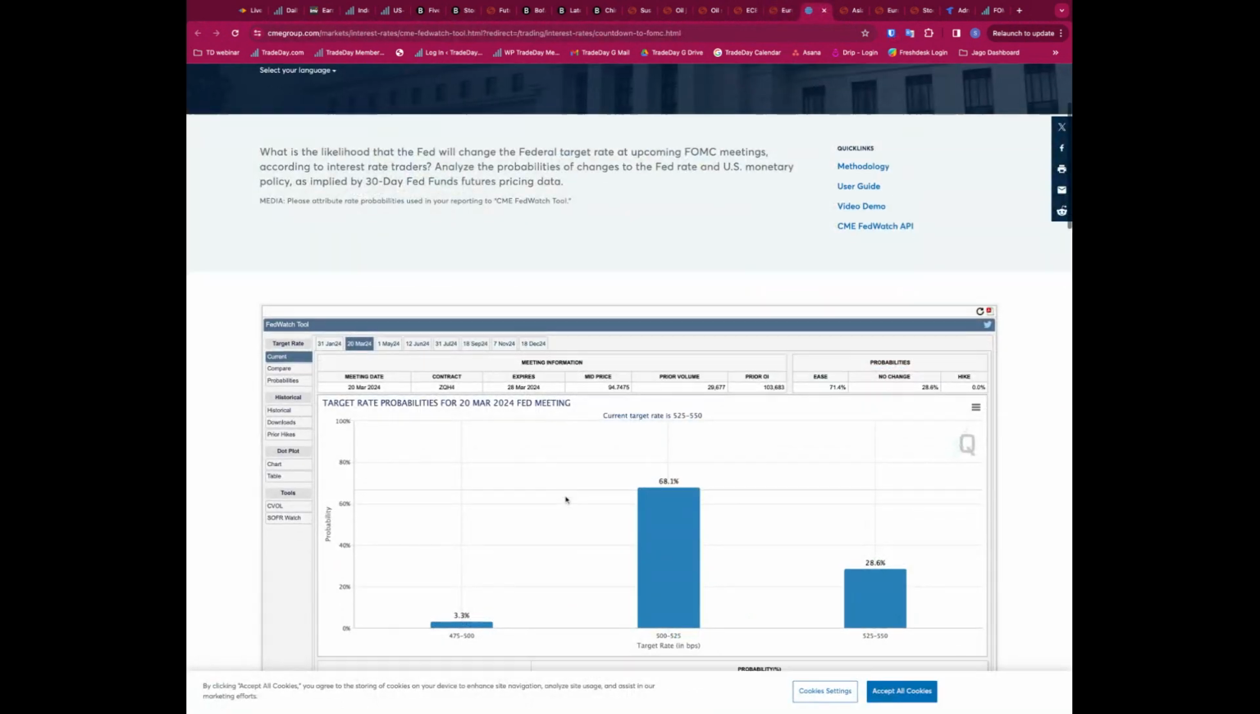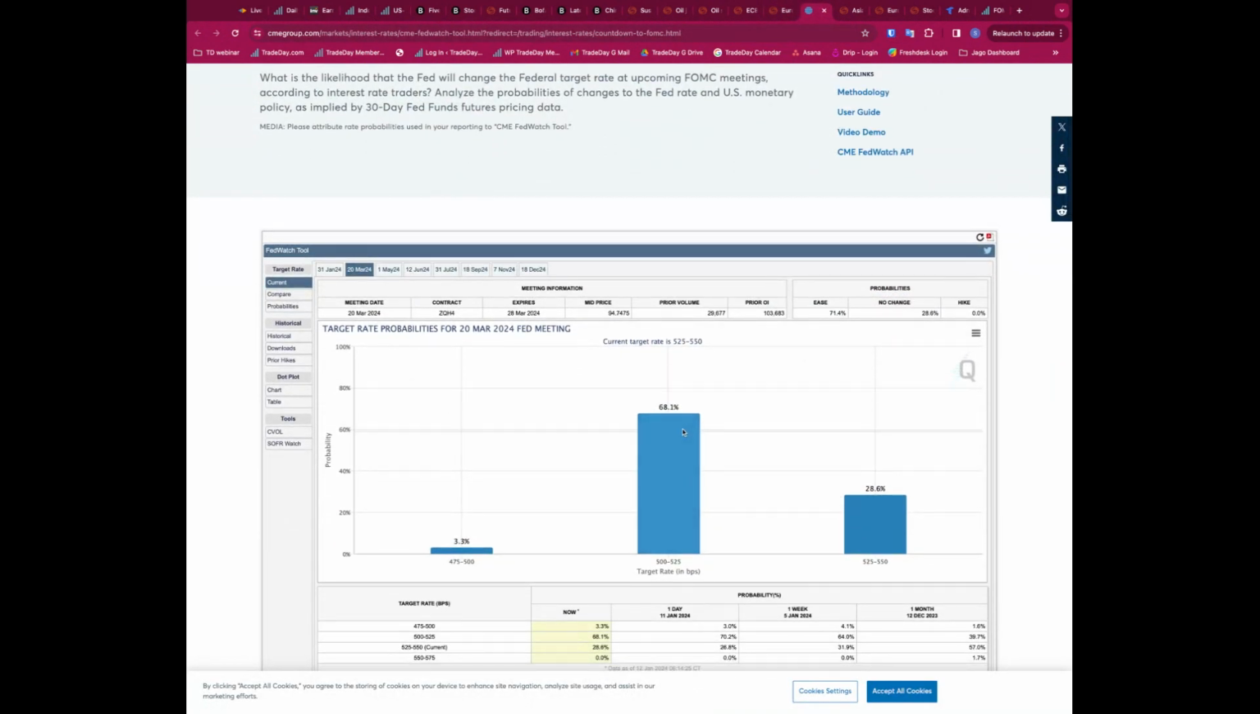Let's go take a look at the CME tool. So this is on the March meeting, and remember that we've said this has been hovering around 65 to 70%. Well, now we're above 70% chance. If you look over here, this is current rates. So the current target rate is 525 to 550, and you can see we're sub 30% here, so we're at 28.6. So over a 71% chance that we get a rate cut. I think this is the highest it's been.